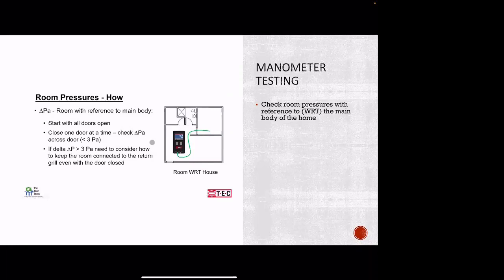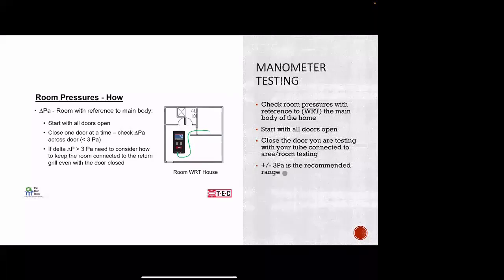It could be as easy as leave your door open. I'm dealing with that at a house right now. It's a workout room. You're in there 45 minutes a day. Why are you closing it? Leave it open. Close it when you need it. Or do what we call a transfer grill, or even add return to a room. So start with all doors open, close the door you're testing with your tube connected to the area or room for that testing, and then be within that plus or minus 3 pascals.